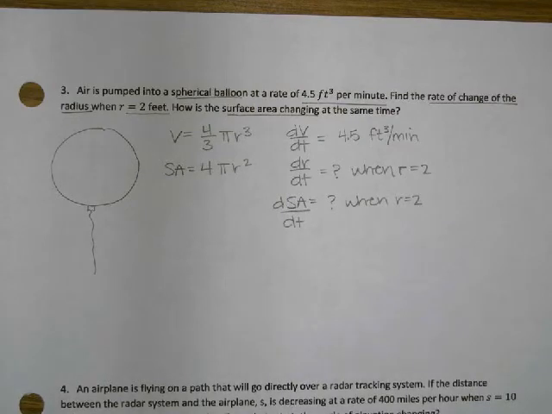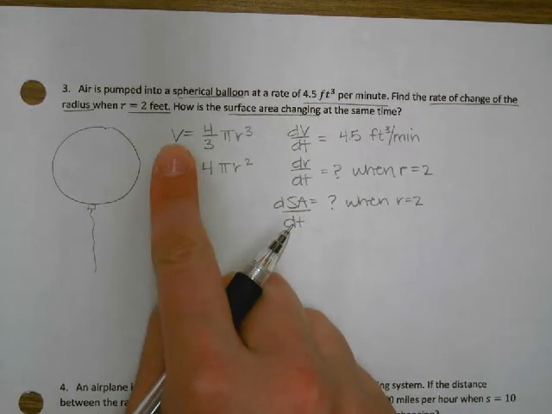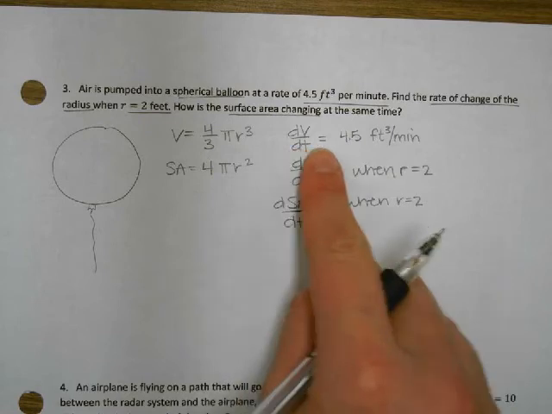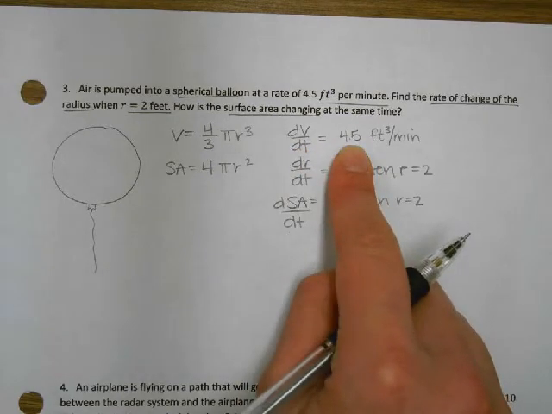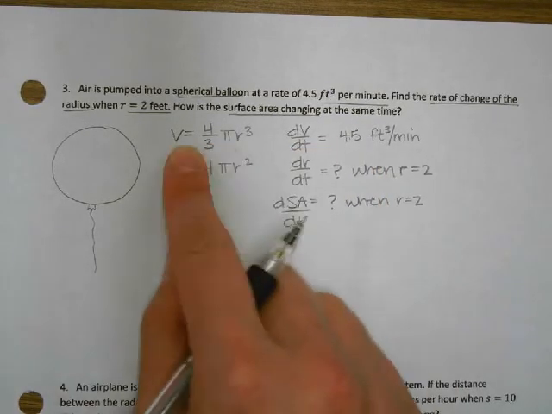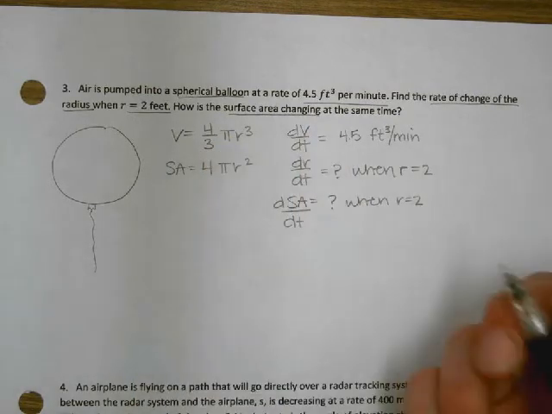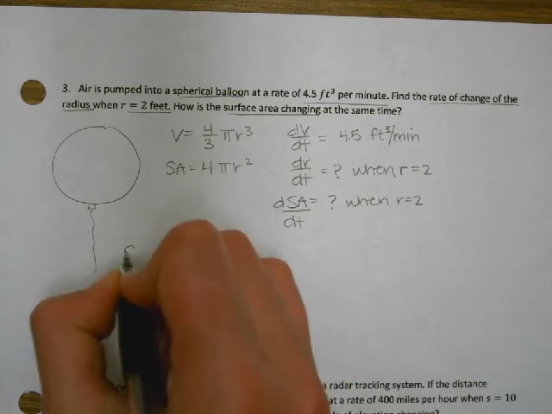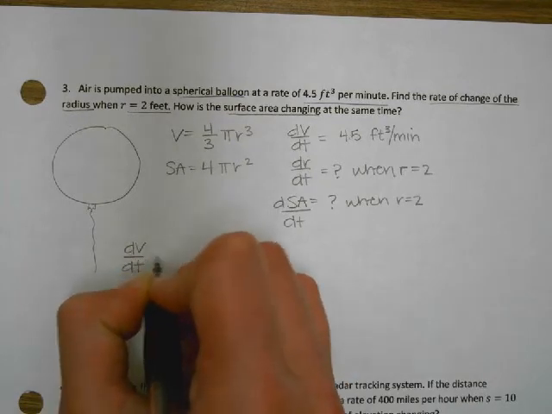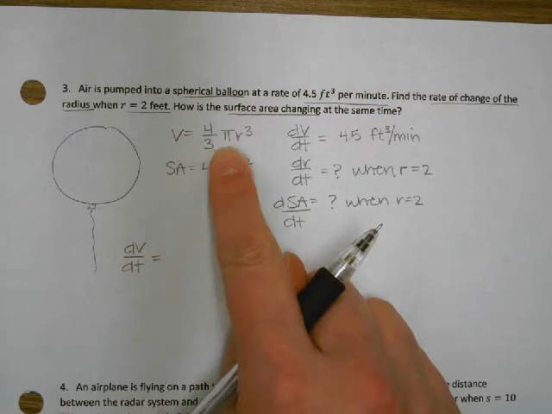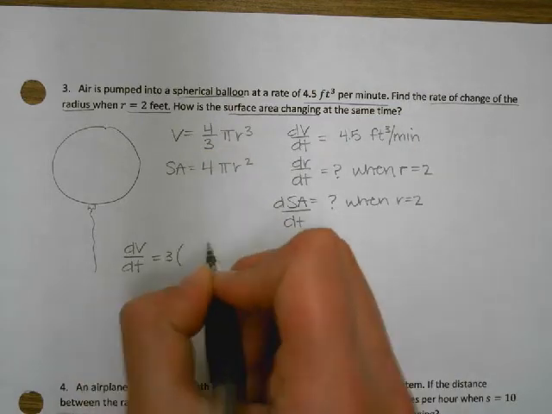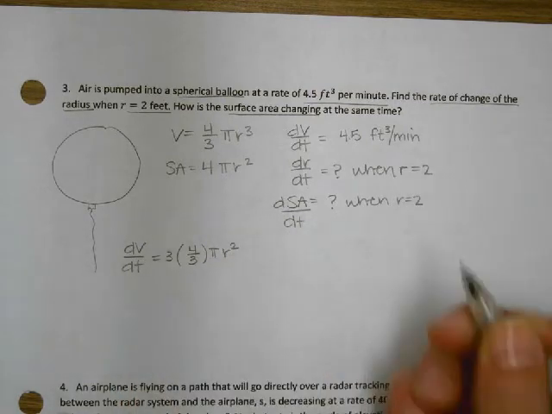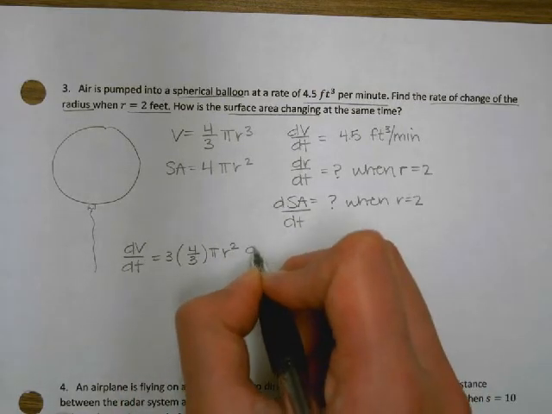Okay, so I know my volume is this stuff. I know that when I take the derivative, my derivative is going to equal 4.5. And so I'm going to go ahead and take this equation and take the derivative of it, since I already know what the derivative should equal. So the derivative of v would be 1 times dv dt. And if I do the derivative of this, I'm going to have 3 times 4/3 pi r squared times dr dt.